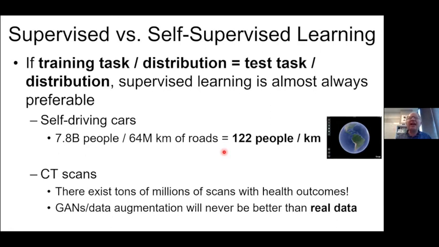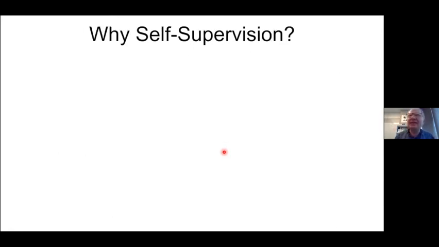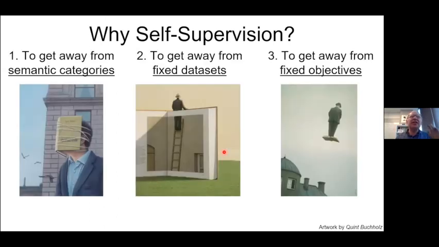Okay, so with this caveat, then why self-supervision? For me, I have three answers to this question. And here they are. Answer number one is to get away from semantic categories. Answer number two is to get away from fixed data sets. And answer number three, to get away from fixed objectives. Okay? I'll spend most of my time on one, do a little bit on two, and maybe I'll touch on three if we have time, but maybe not. Okay?